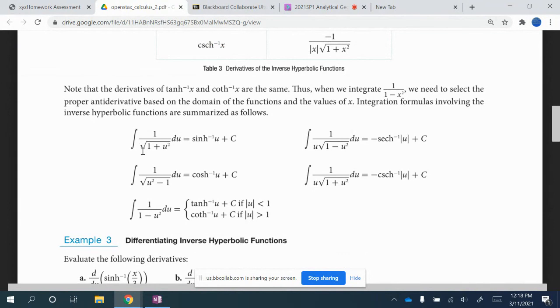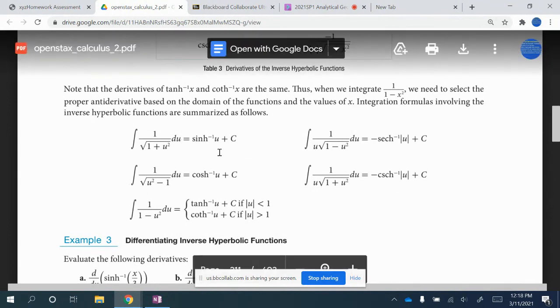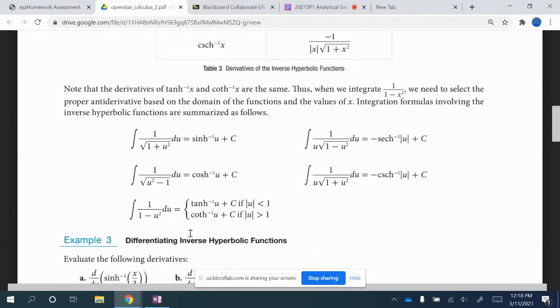You'll notice that in my denominator, for all four of these formulas, I have radicals. For this formula, 1 divided by 1 minus u squared du, I have no radical in the denominator. So this is the formula that I'm going to use. But notice my denominator needs to be in this form, 1 minus u, whatever u is, squared.